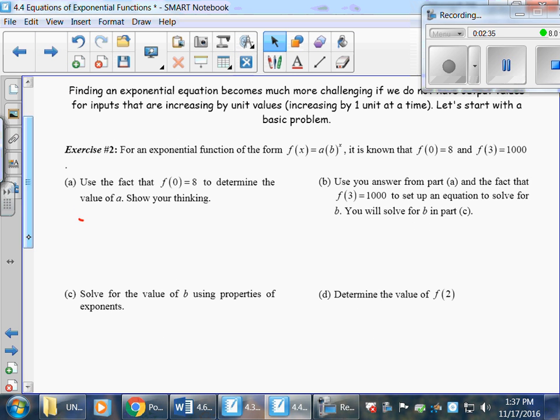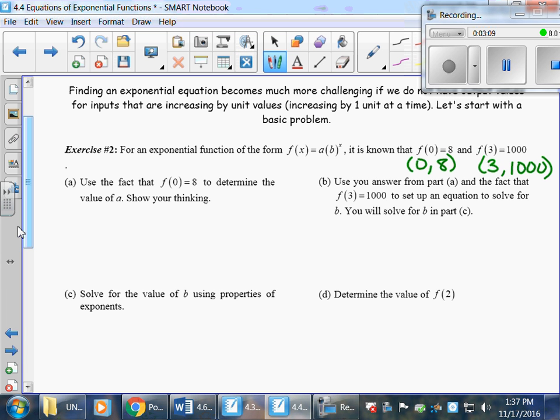All right, so now we're going to be a little bit more challenged because we're going to look and see what the inputs are as they're being increased by certain values. All right, so let's start with the basic problem. For an exponential function in the same format, we know that f of 0 is 8 and f of 3 is 1,000. So before I even start, I translate this a little bit for myself. This means I have the point (0, 8) and the point (3, 1,000). Helps me just to understand things a little bit better.